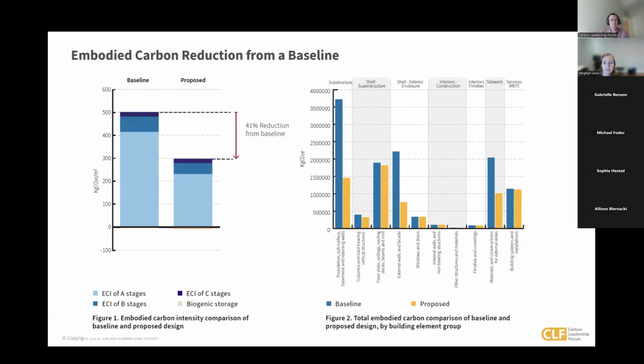As you can see here, this project achieved a 41% reduction from a baseline. And on the right, you see some of the elements where the biggest reductions came from. The substructure was really large because of reusing the foundations. Obviously foundations are a lot of concrete, so when you reuse them, there are a lot of embodied carbon savings. And then some other ones from the external walls and facade is another big area, as well as site work over here.